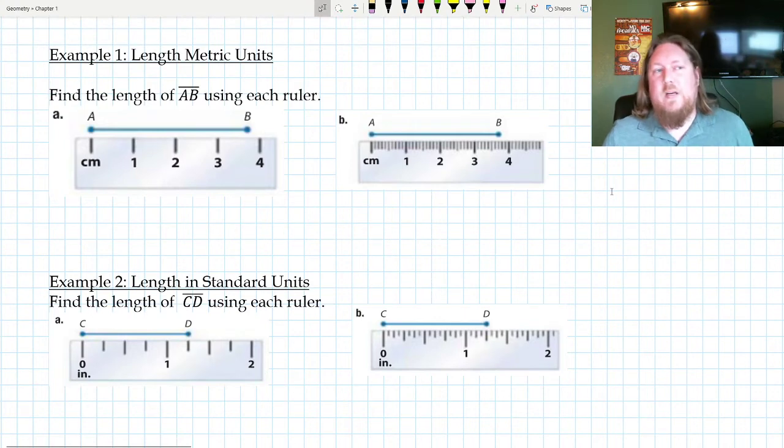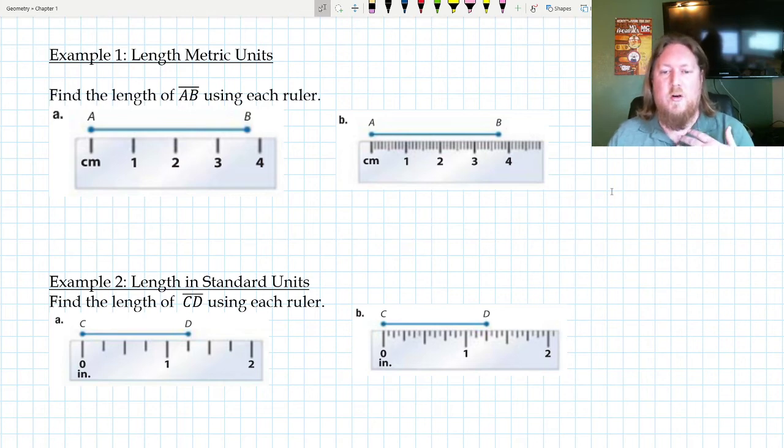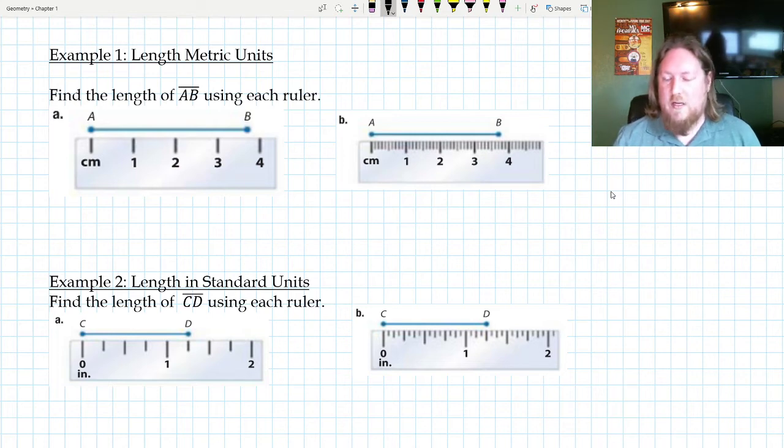When you are measuring lines, you use rulers of some kind. Either it's going to be a metric ruler, so centimeters and millimeters, or you're going to use a standard one, which is inches or feet. Here we've got, for the first example, lengths using a ruler, and they're in metric units. So if I take a look here, I can see that A is lined up with 0. And if you don't line up one of the points with the 0, it's going to make it very difficult to actually measure it.